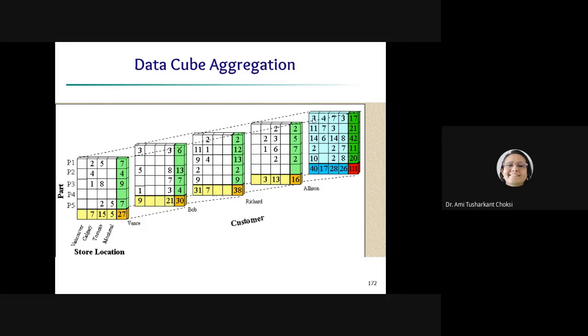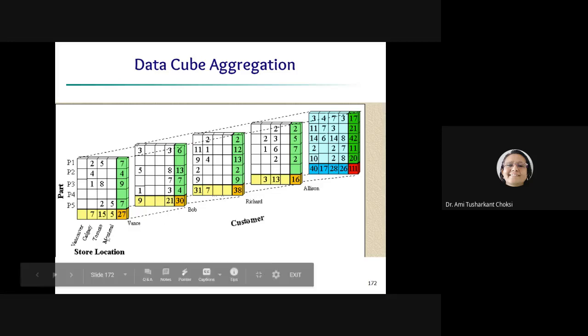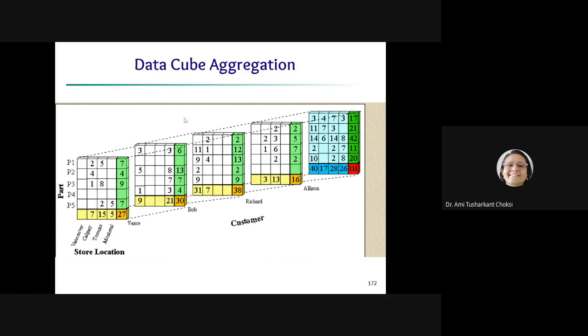That is the aggregated data we have taken for all the customers at this first location and for part P1, and that is this particular thing, right? What we have done is the summation of this particular location of our data cube, right? So whatever is available here, here, here, here, we have summed up, right? The same way we have to do for all other locations.